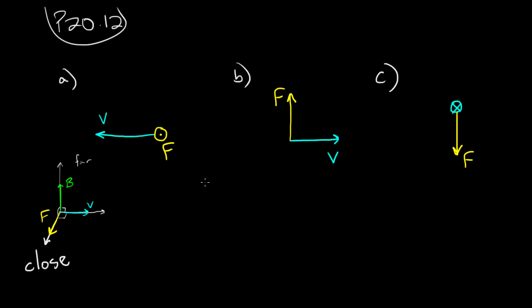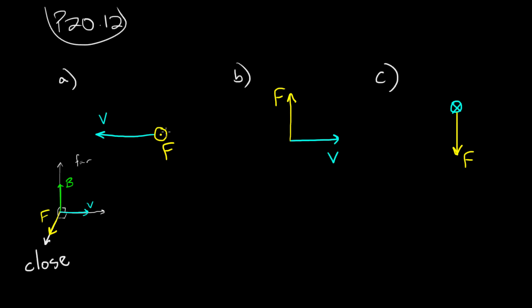This is problem 12 from chapter 20 of Giancoli. In this problem, it's a little bit different from giving a velocity and a magnetic field. In this case, we are given a velocity and a force, and we're supposed to infer what the direction of the magnetic field is. You point your hand in the direction of the velocity.